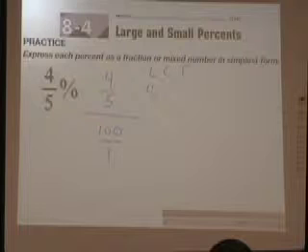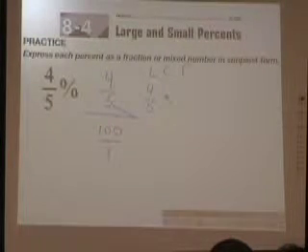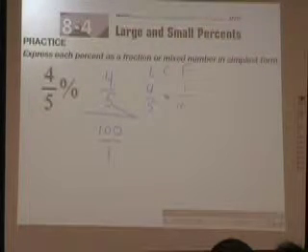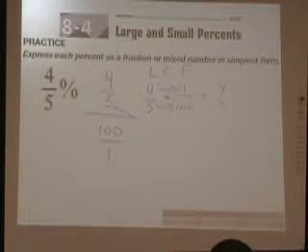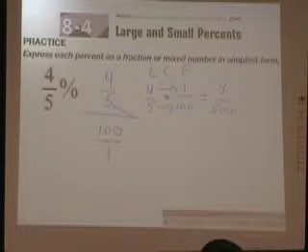So we're going to leave 4/5. We're going to change the divide to a multiply by, and we're going to flip 100 over 1 and make it 1 over 100. So now we got to multiply. 4 times 1 equals 4. 5 times 100 equals 500. Now we got to simplify.